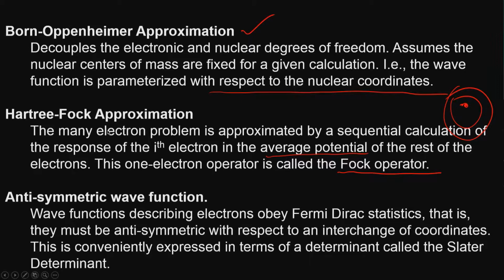So, we have the Born-Oppenheimer approximation which fixes the nucleus degrees of freedom, only the electron degrees of freedom are considered. Then we have the Hartree-Fock approximation where you look at the interaction of the ith electron with an average potential of the rest of the electrons. Then anti-symmetric wave functions obey the Fermi-Dirac statistics, that is, they must be anti-symmetric with respect to an interchange of coordinates.